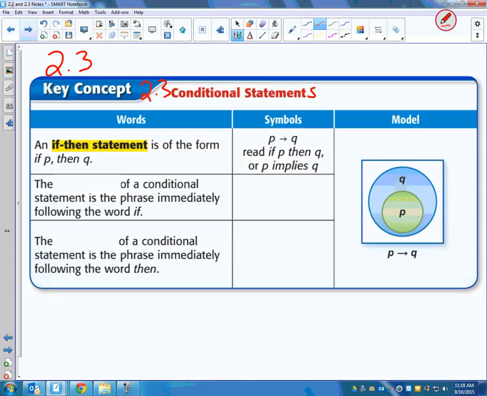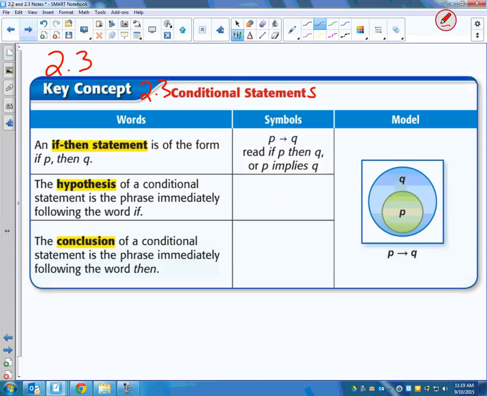So the if part of that statement is called the hypothesis. If this is true, and that kind of makes sense. Think about when you talk about a hypothesis in science class: the if this happens. And it's always after the word if, it's already written in that format. If this is true, then the then part is called the conclusion.